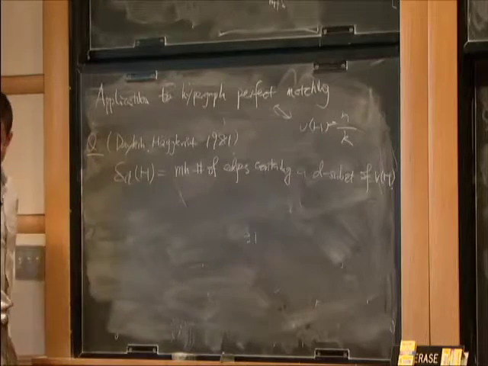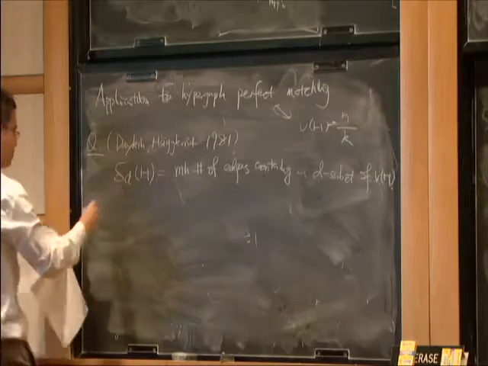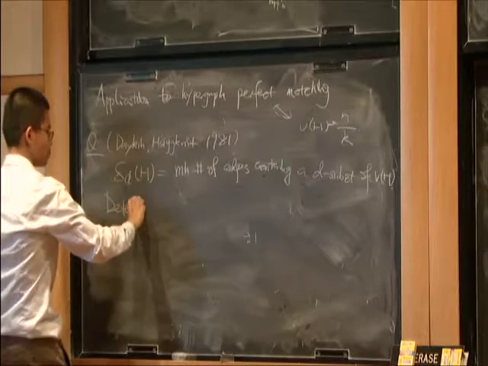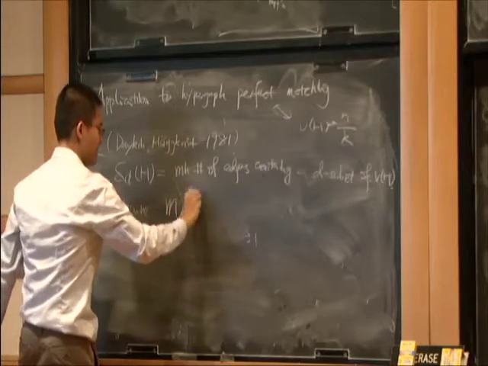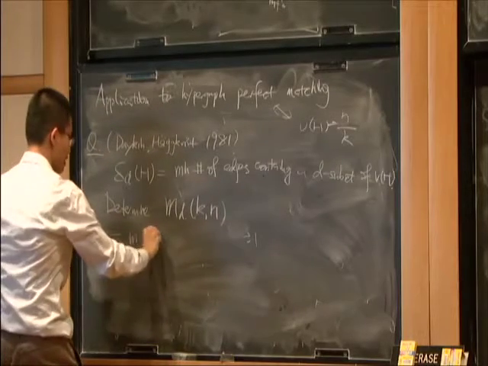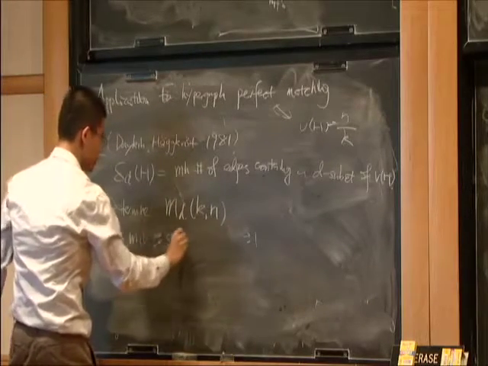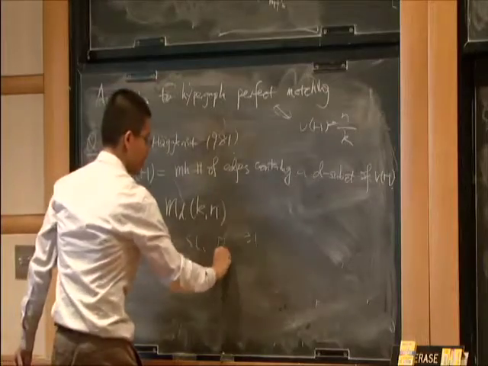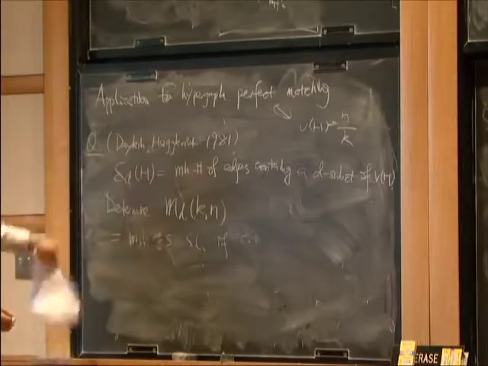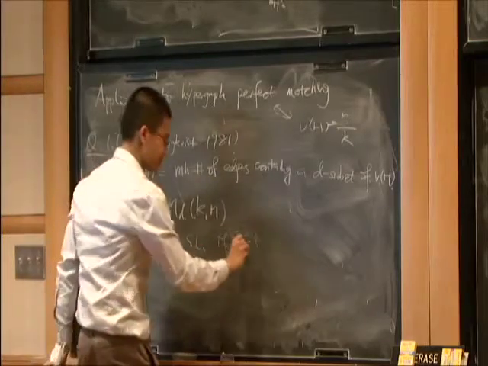And the question is, you want to determine m_d(k, n), which is the minimum number s such that if the minimum d-degree is greater than this number, then this hypergraph has a perfect matching.